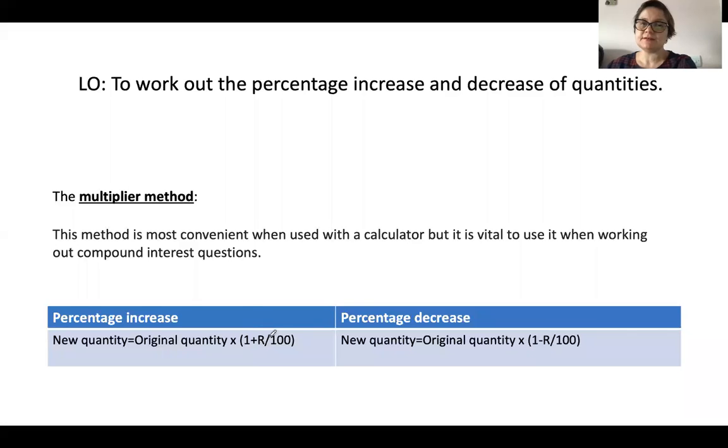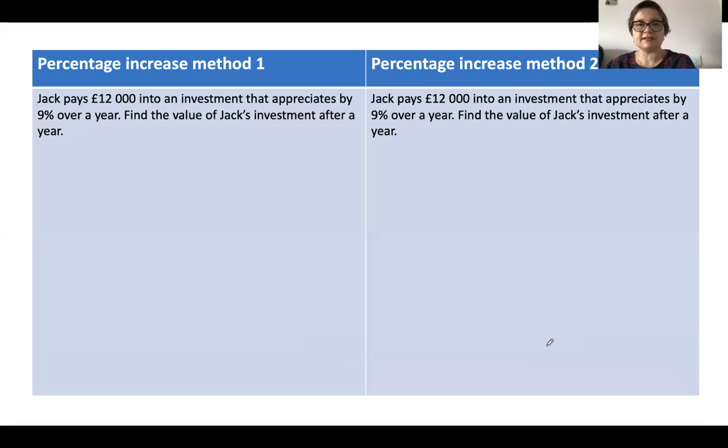R is the percentage that will be given in the problem. It could be 5%, 10%, 50%. Okay, and for the percentage decrease, in brackets we have 1 minus r over 100. I will explain this in a minute.